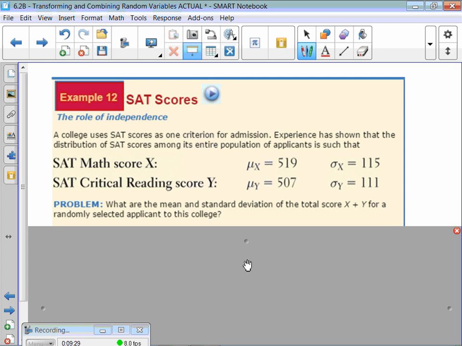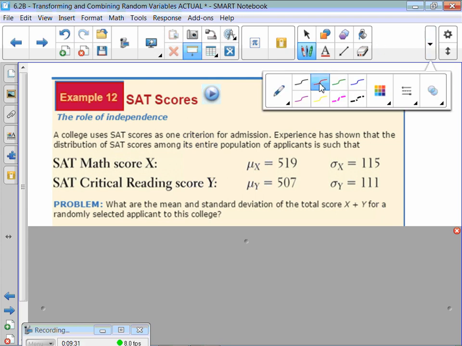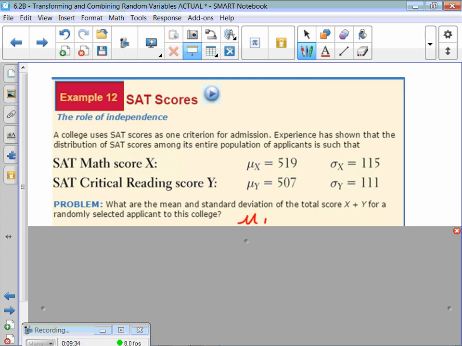Mitch, how am I going to find the mean of the total score? Yeah, that's it. Okay, add those together and get your total. All right, now to find the standard deviation, the formula is the square root of the first guy squared plus the second guy squared, right? However, are these independent events? And this one's kind of tricky. But they're actually not. Because typically, if you do well in math, you also do well in reading, according to this.